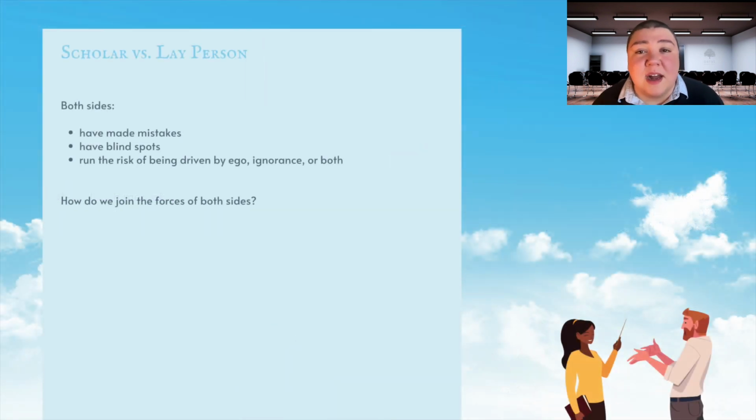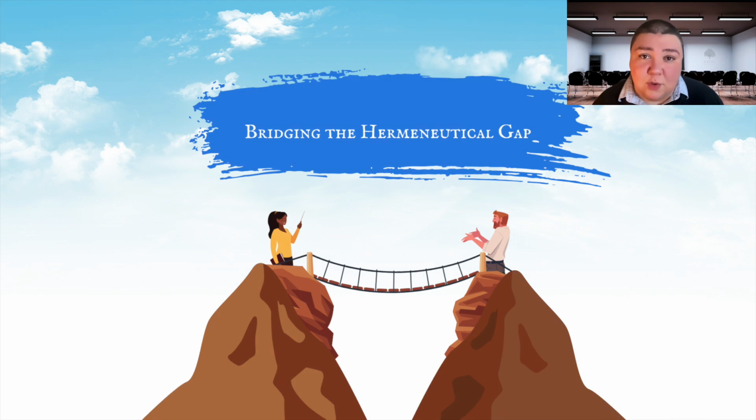So both sides of this conflict have made mistakes, and both sides have blind spots. Both sides run the risk of being driven by ego, ignorance, or both. So, how do we then join the forces of both sides? Well, we call this bridging the hermeneutical gap. What does that mean?